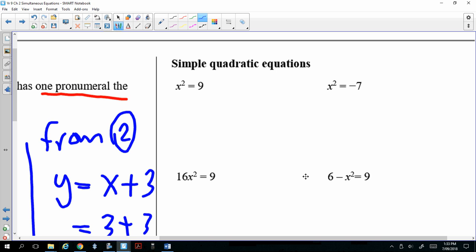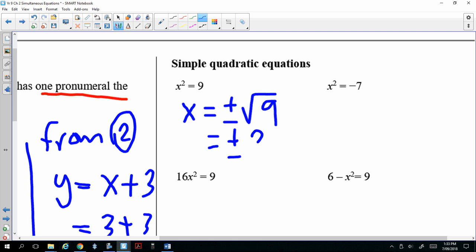Square root of 9, what's missing? Plus or minus, very good. You get a mark for that. Plus or minus 3. Continue. Remember this one. What do we do? No solution. Excellent. When it's a negative equal to a square, you say no solution because there's no square root of a negative. No solution.